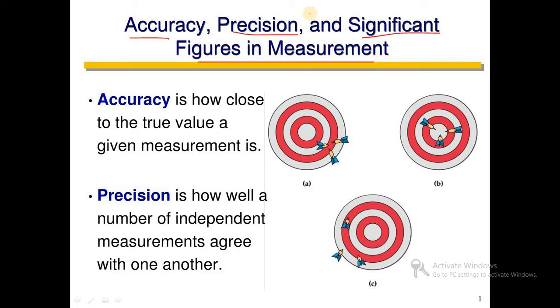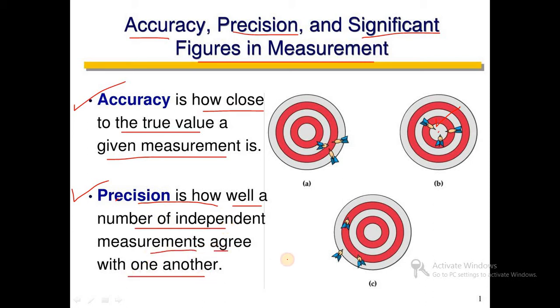In this lecture we will see about accuracy and precision. So what is the difference between accuracy and precision? Accuracy is how close to the true value a given measurement is. So these are the accurate results, near to the true value. And precision is how well a number of independent measurements agree with one another.